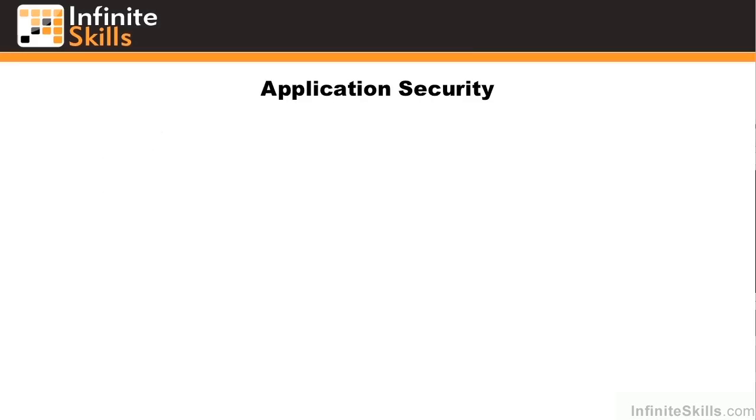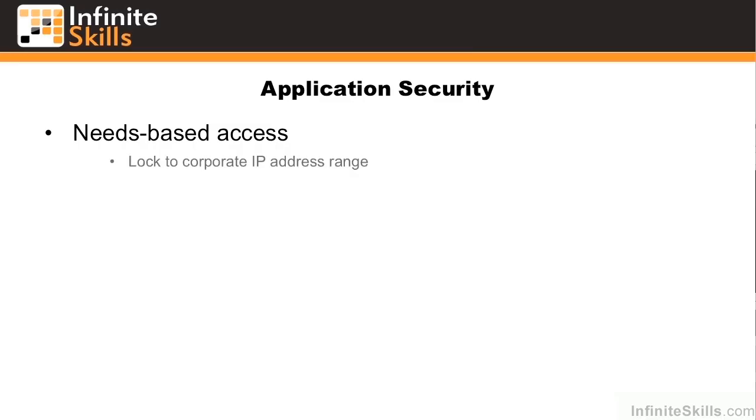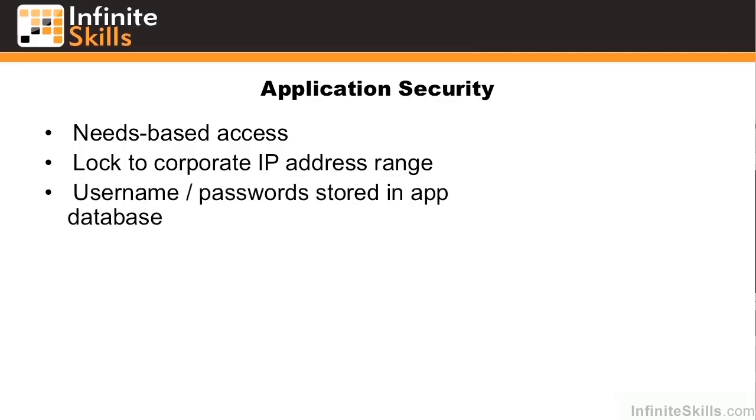First, let's look at application. One of the most important paradigms in security is the rule of least access. Make sure that only folks who need access do have access to the application. You could, for example, on an internal application, lock it down to a corporate IP address range. Make sure that the usernames and passwords are stored in the app database. This is application-level security we're talking about.